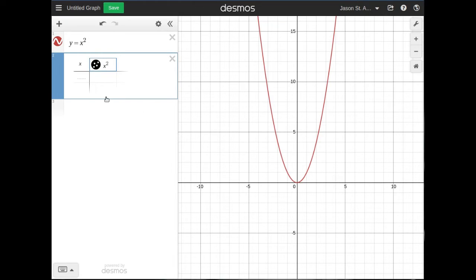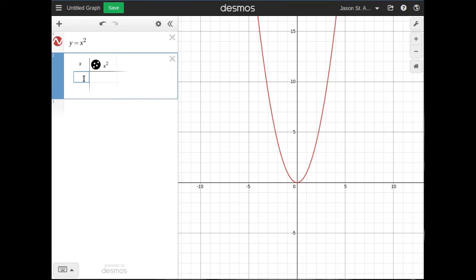So what that's going to allow us to do is see all of the key points for this parabola. The only key point that we can see right now is this point here, 0, 0, where our vertex is. And our axis of symmetry is x equals 0. The optimal value is going to be y equals 0. Okay?